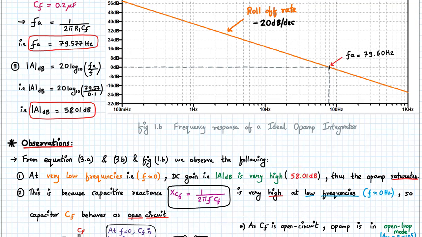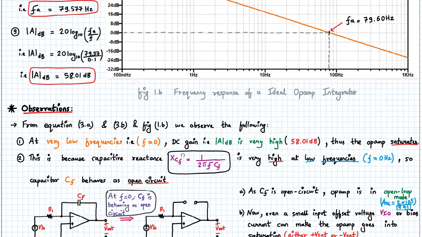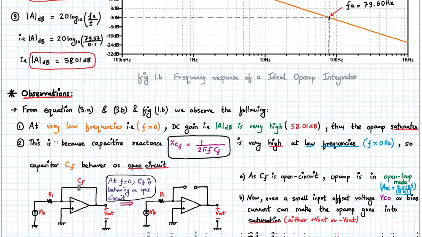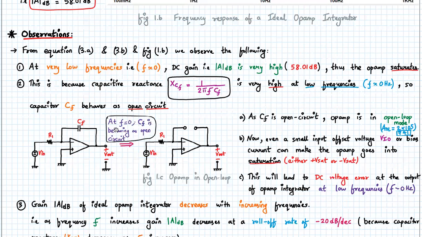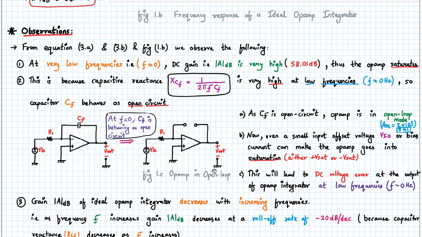So what will happen? At low frequencies, at F equal to 0, the reactance offered by the capacitance is almost like infinity. So the capacitor will behave like an open circuit. So at F equal to 0, C1 is behaving as an open circuit. So the circuit will look like this. As the CF is open circuit, the op-amp will be in the open loop condition, correct?